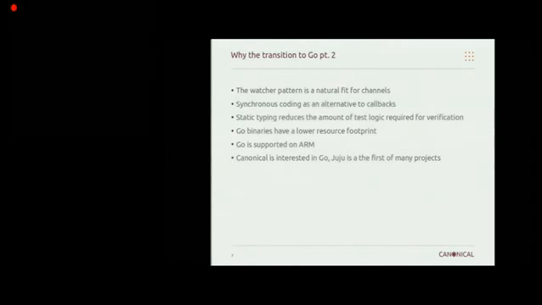Go is supported on ARM. That's kind of an important one for Canonical because we have a relationship with various ARM providers. So Calxeda, who make this wonderful ARM server, like ARM, Canonical is very committed to ARM, so Go is a good fit there. And lastly, Canonical is very interested in Go as a language. Juju's the first, but not the only one of the projects that we're using it for.